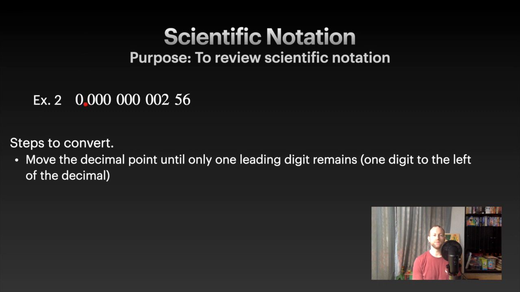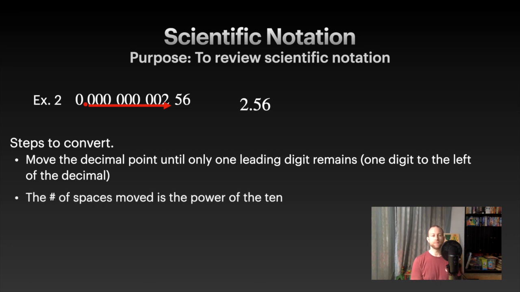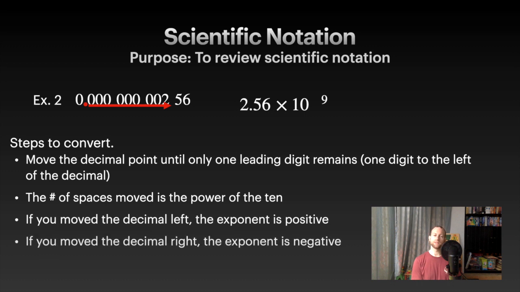So here's our decimal. Let's shift it over to the right in between the 2 and the 5. So once we put it there, we have one non-zero digit to the left. This gives us 2.56. Now the number of spaces that we moved, that's going to be our power of 10. So we moved 9 spaces. So we have times 10 to the power of 9. We just need to figure out if it's positive or negative. So again, if we move to the left, it's positive. Right is negative. In this case, we move to the right, so our exponent is going to be negative. So there is our number in scientific notation.